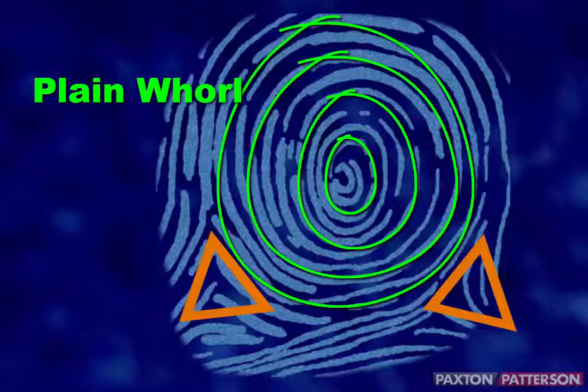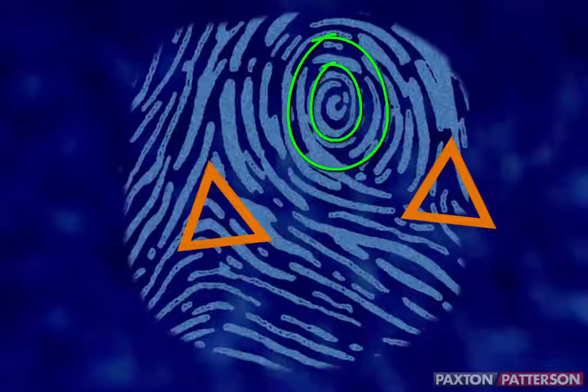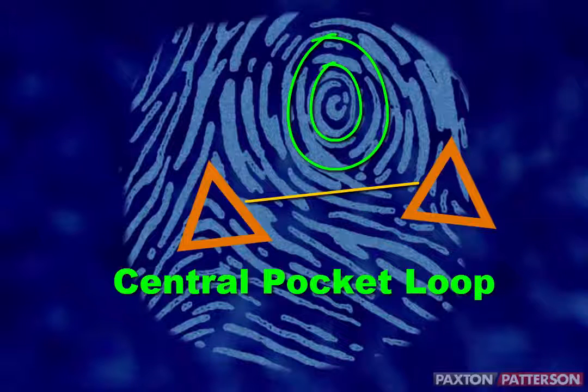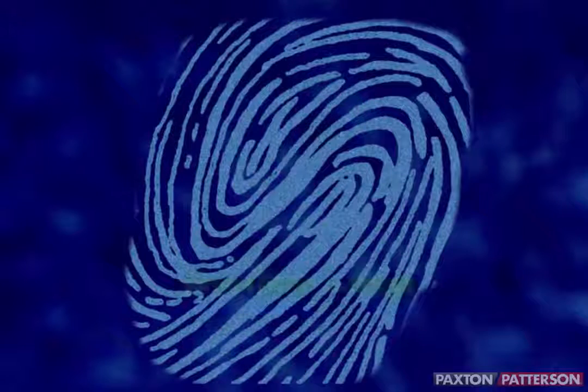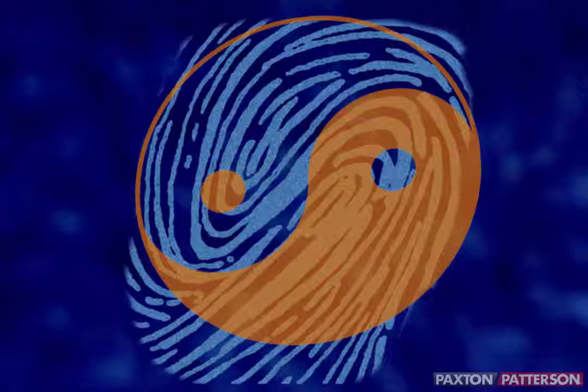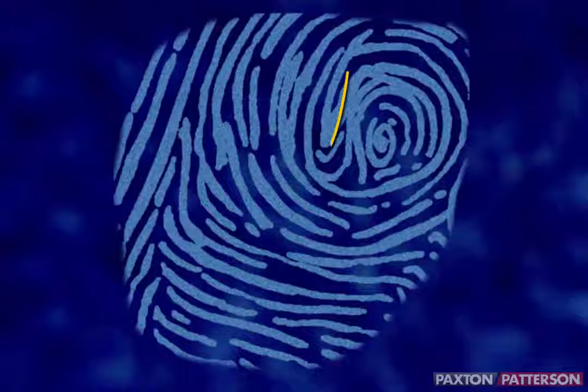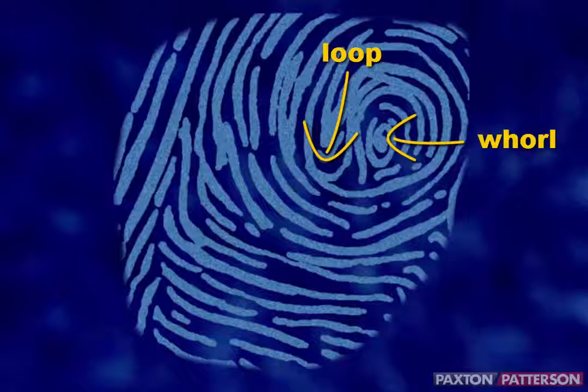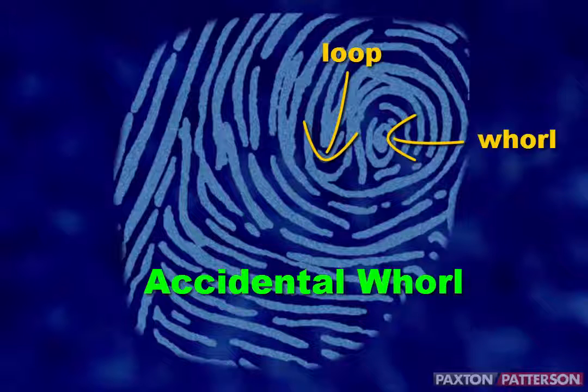Imagine a line between the 2 deltas crossing through some part of the ridge circle. If the line does not touch the circular ridge pattern at all, the whorl is a central pocket loop. A double loop whorl has 2 loops combined into one print. It resembles a yin-yang symbol with 2 teardrop-shaped halves. And if a print has 2 or more patterns, or does not fall clearly into any other category, it is considered an accidental whorl.